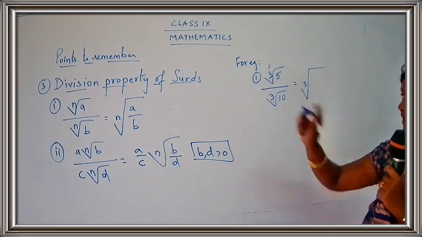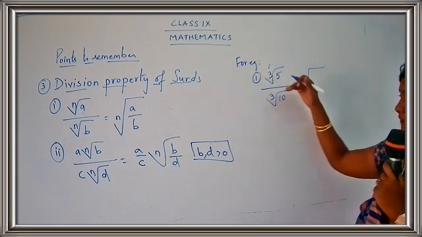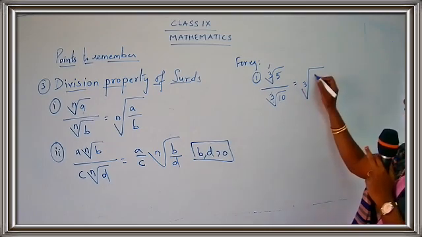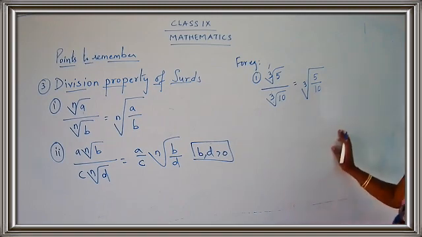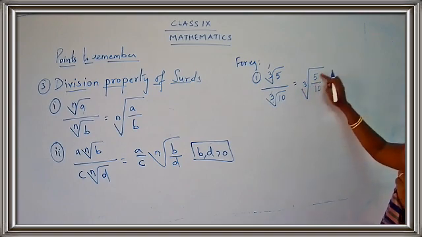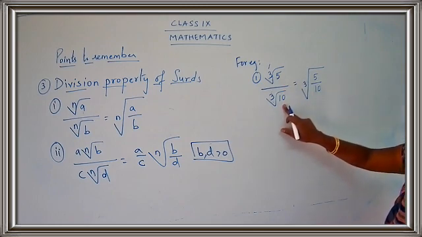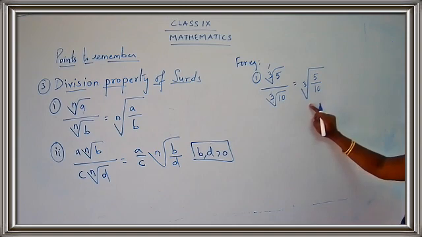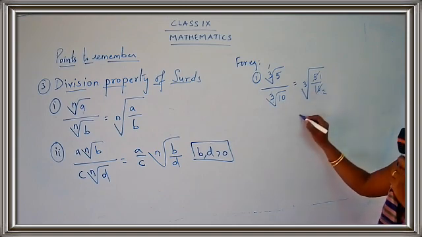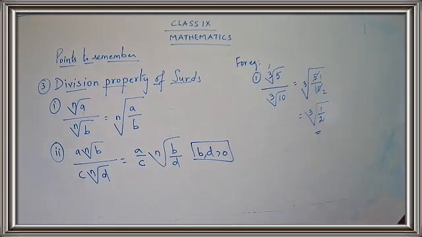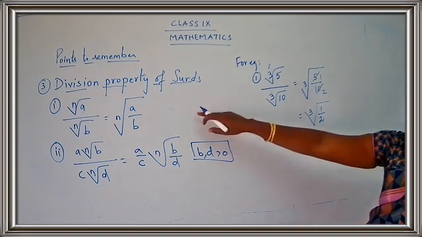I just take it as 1. Here we have a separate root in the numerator part and a separate root in the denominator part. Now you are going to take it as a single one. So cube root of 5 upon 10. Cube root of 5 upon cube root of 10 is equal to cube root of 5 upon 10. A upon B, that is, the radicand is A, the radicand is B. So 5 upon 10. What is 5 upon 10, children? It's 1 upon 2. So what is the answer? Cube root of 1 upon 2. This is the answer.